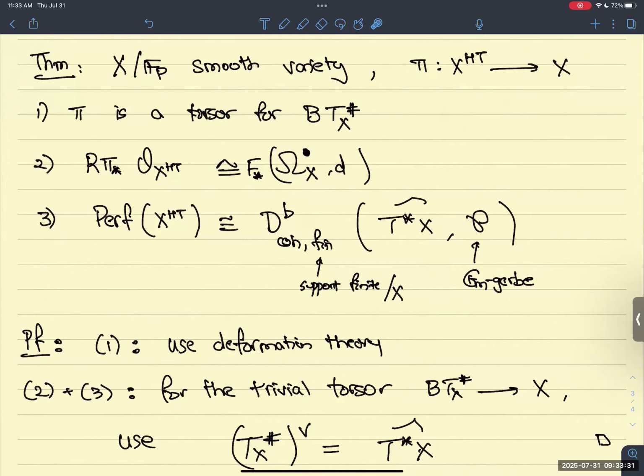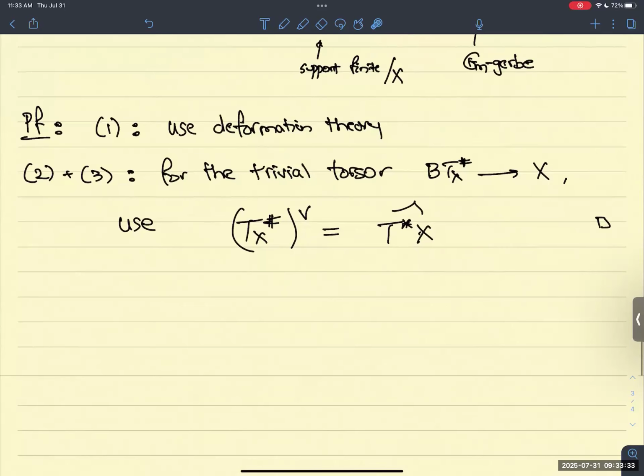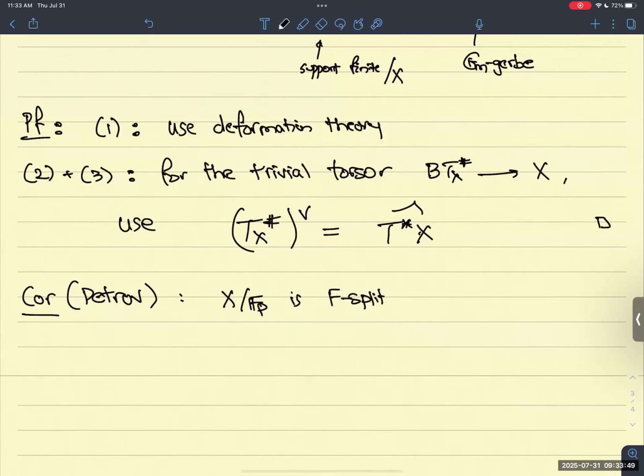OK, so let me give you an application of this. Here's a corollary of this. This was observed by Petrov, who, in fact, did something really fun with it. What he proves is that, let's say, X over F_p is F-split. So it's Frobenius split, meaning that O_X to F_* O_X splits.